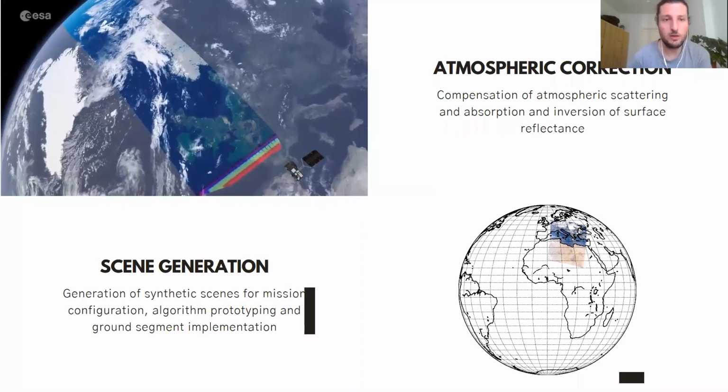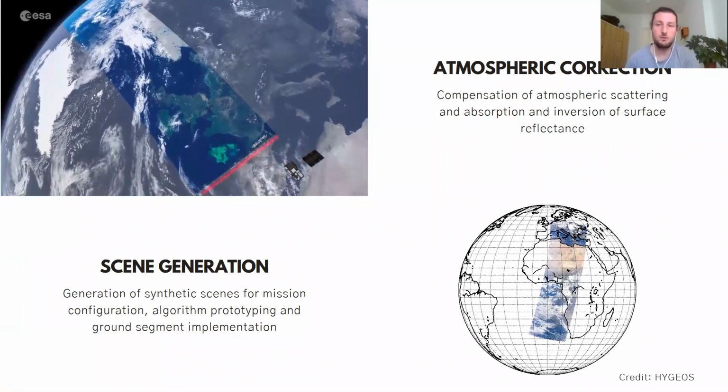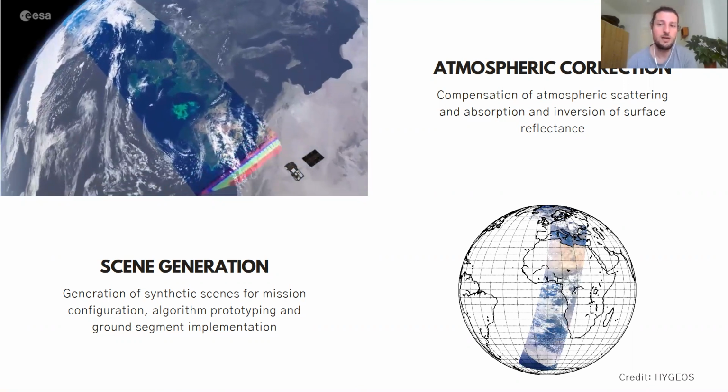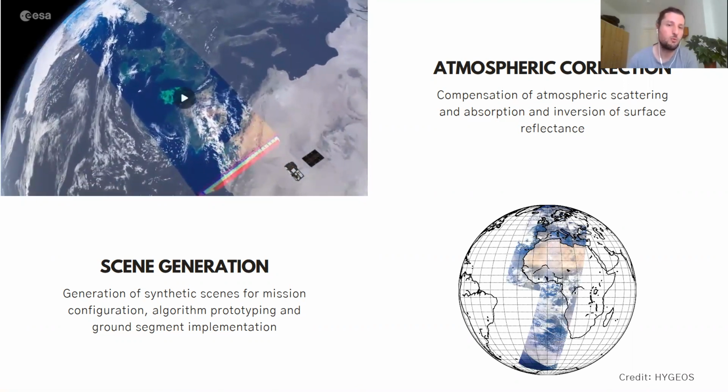Just to show a few applications, we have atmospheric correction, which is the compensation of atmospheric scattering and absorption, and the inversion of surface reflectance. So we remove all these atmospheric effects from the satellite image that is acquired. We can also use it to generate synthetic scenes to imitate how a future mission will work. We need to generate this kind of artificial scene, so with these models, we generate the atmosphere.